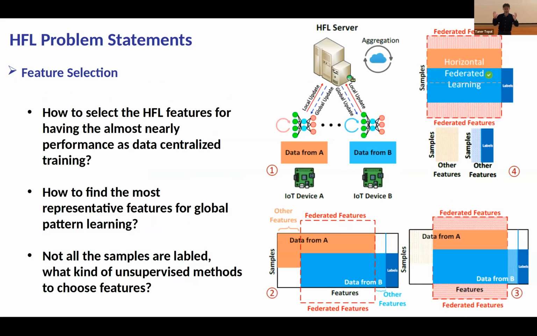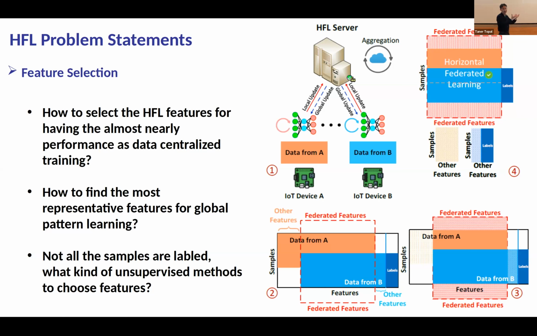So here's a question. There are a lot of IoT devices deployed everywhere. Most of their features overlap because we can reuse them, such as environmental features like temperature. But the specific use of different features may be different. So how do we select the features in horizontal federated learning?